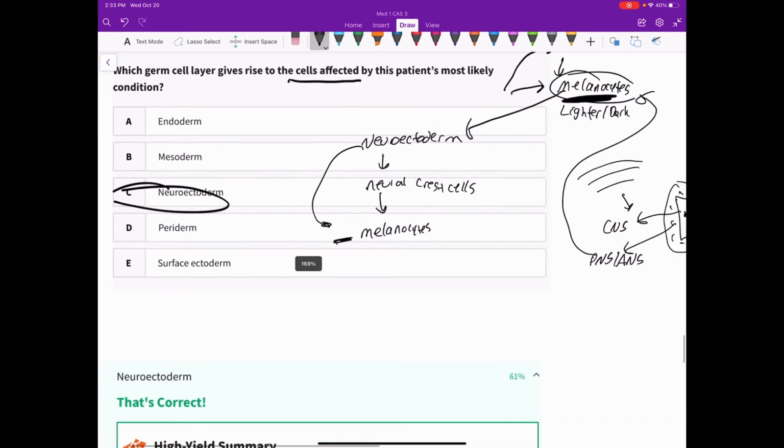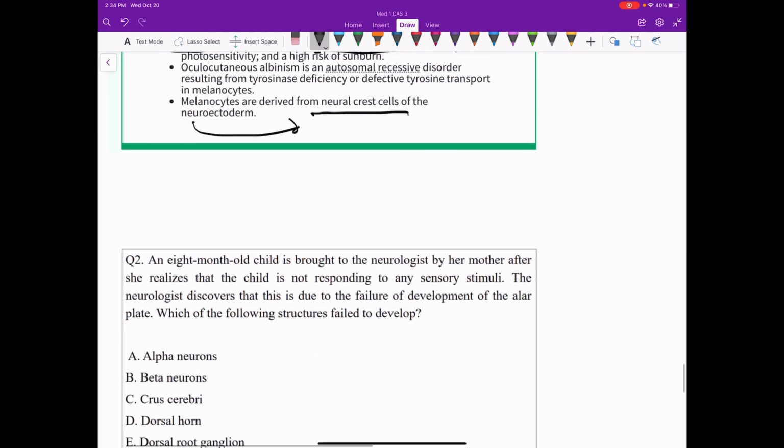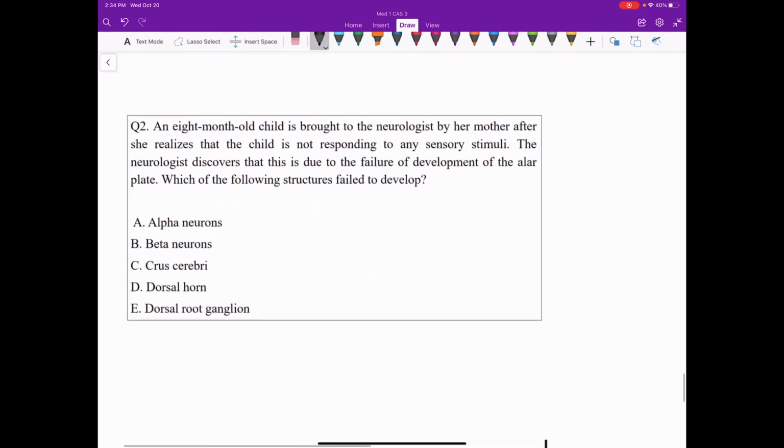Let's see if we're right. Boom. Albinism, that's what we said the disease was, characterized by these conditions, and derived from neural crest cells, like we said, which come from the neuroectoderm. Good. Now, let's see. Okay, how much space we got?